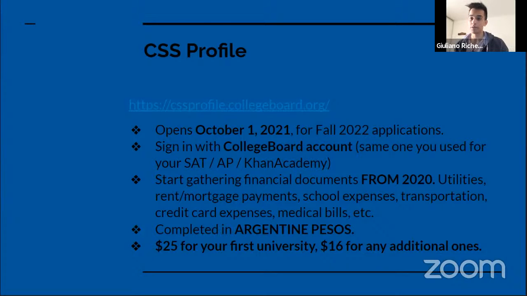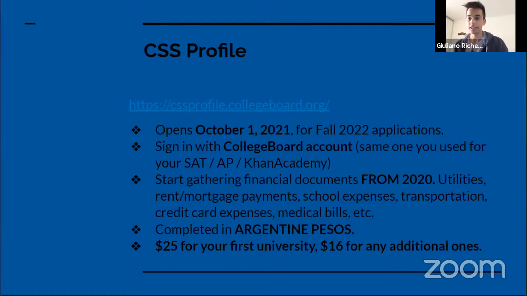As I was saying, you can sign in with your College Board account, the same you use for your SATs, APs, or your Khan Academy account. You should already start gathering financial documents from 2020. Each year you're going to file the financial aid documents for the previous year. So since right now we are in 2021, you'll need all of the financial documents from 2020, not 2021 because the year is still not over, but from 2020, so last year.